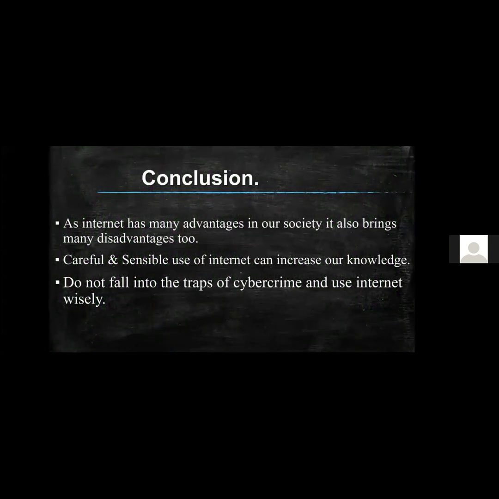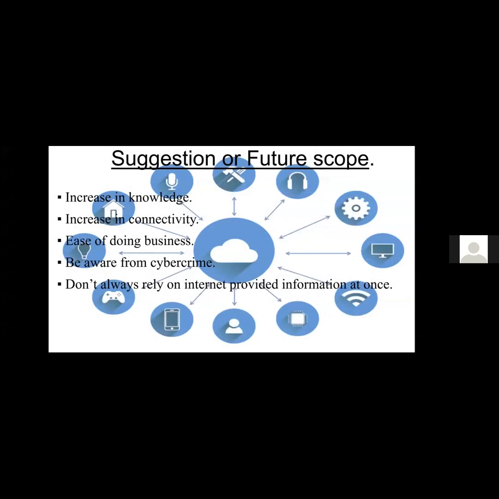Conclusion: as internet has many advantages in our society, it also brings many disadvantages too. Careful and sensible use of internet can increase our knowledge. Do not fall into traps of cybercrime and use internet wisely. Suggestion: as you can see in the picture, internet is connected to all the things nowadays, like our PCs, our lives, our mobile phones, our games, home, etc.